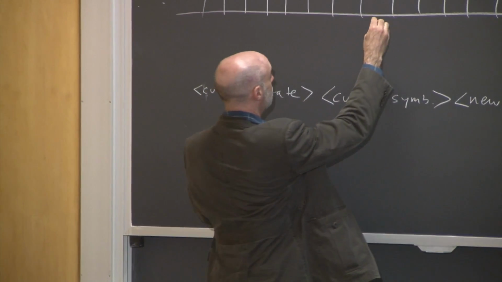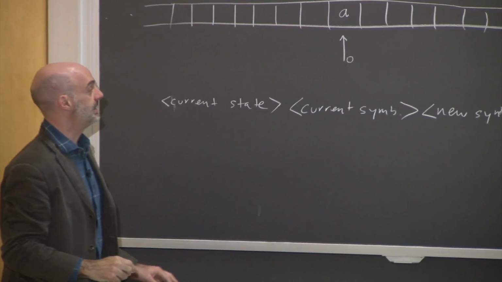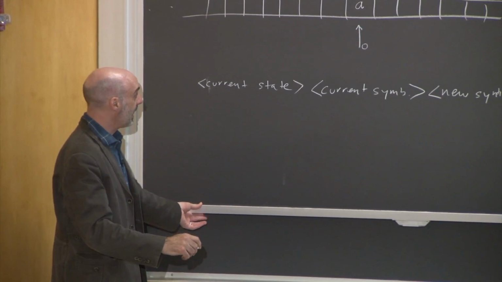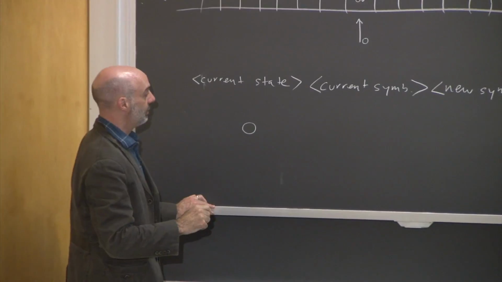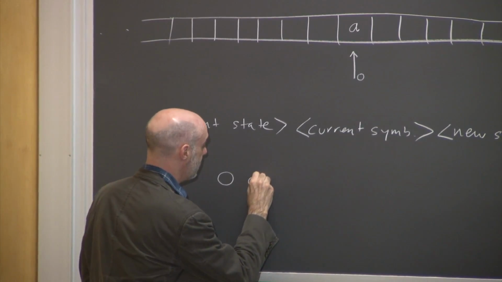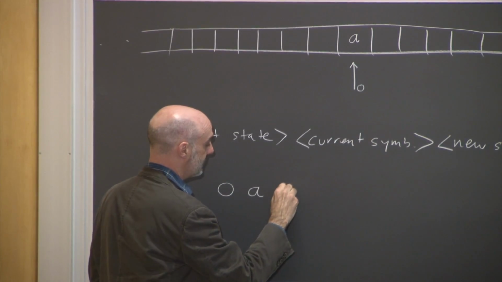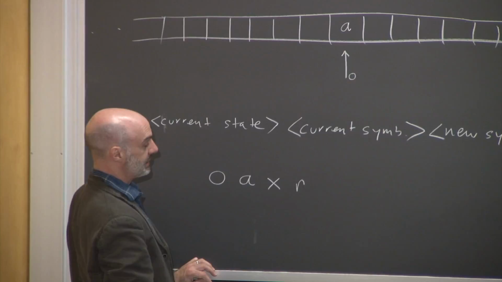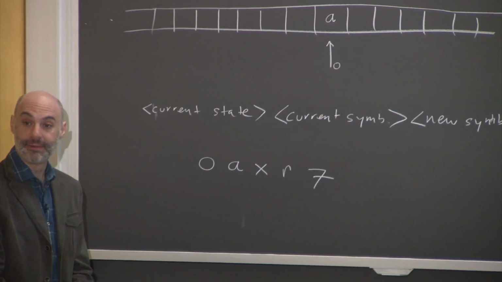So say that there is an A printed on that cell. Then there might be a command line that says, if you're in state 0 and you're reading an A, then write down an X, advance one stage to the right, and go to state 7.